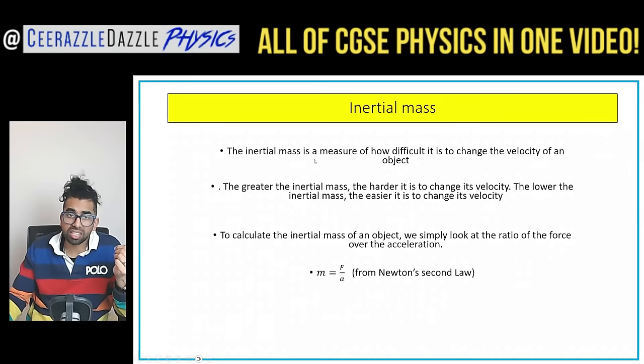The inertial mass is simply a measure of how difficult it is to change the velocity of an object. The greater the inertial mass, the harder it is to change its velocity. The lower the inertial mass, the easier it is to change its velocity. To calculate the inertial mass of an object, we simply look at the ratio of the force over the acceleration. So m is equal to F divided by a, which is from Newton's second law.